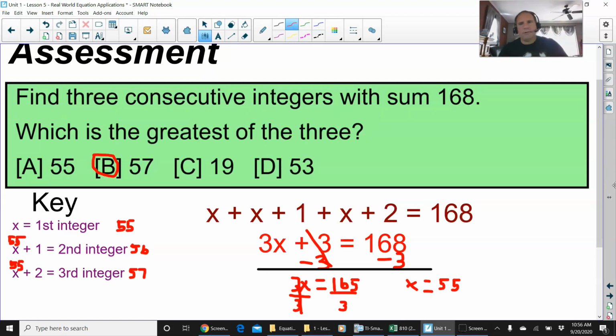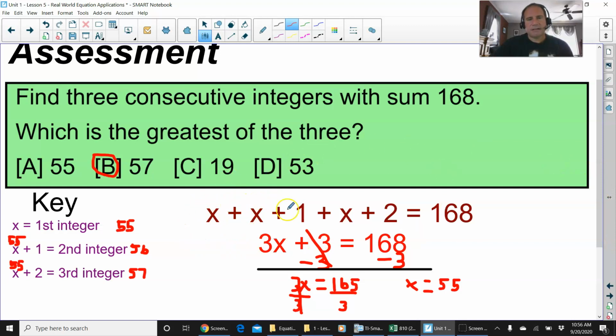Okay, hopefully you were able to work out this question. It says find 3 consecutive integers with the sum of 168. What is the greatest of the 3? And 57 is the greatest of the 3. I had x in my key is the first, x plus 1 is the second, x plus 2 is the third. I combined all of those into an equation, which is right here.